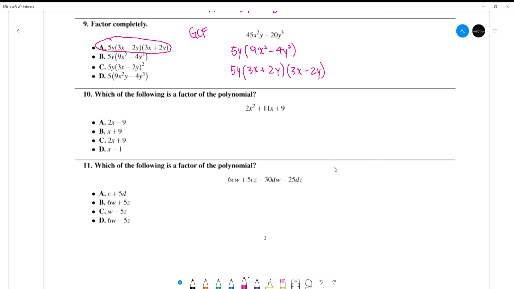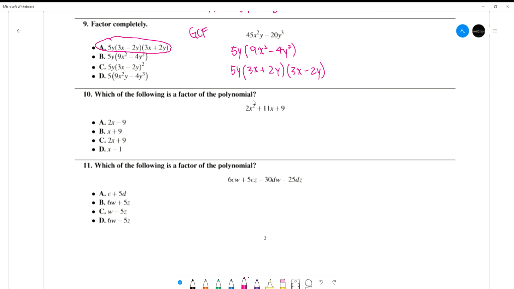Okay, number 10. We have 2x squared plus 11x plus 9. We have to find which of these answer choices is a factor. So we just have to factor, right? So like I talked about in the last test, I said you can factor using the trial and error method or the AC method, right? And I said the trial and error method, once you master it, is faster most of the time. Okay, so I'm going to do it that way, but I'll also show you the AC method because the AC method utilizes something called factor by grouping later on, which you use to do number 11. So let's do the trial and error first.